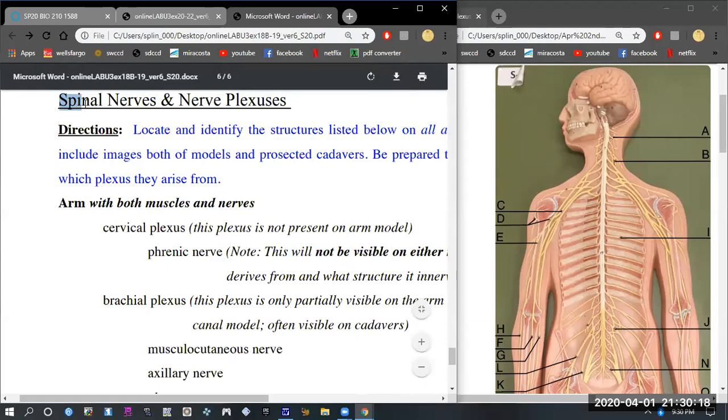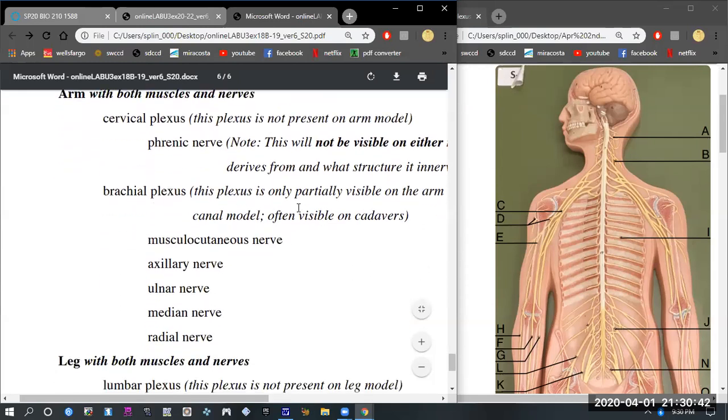All right, here's where we left off with the lab last time. So we want to pick up here with spinal nerves and nerve plexuses. The spinal nerves, of course, branching out of the spinal cord, and then we'll learn a number of nerves that span down the arms and legs, and of course the associated plexuses from where many of them begin.